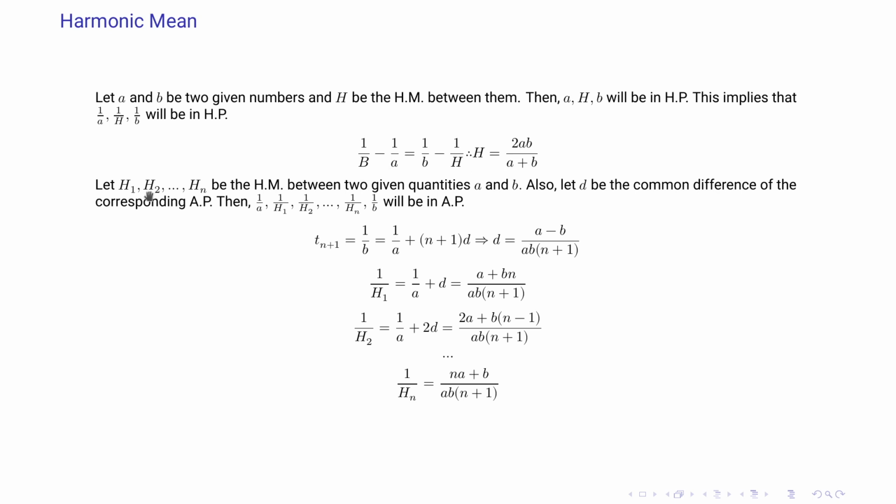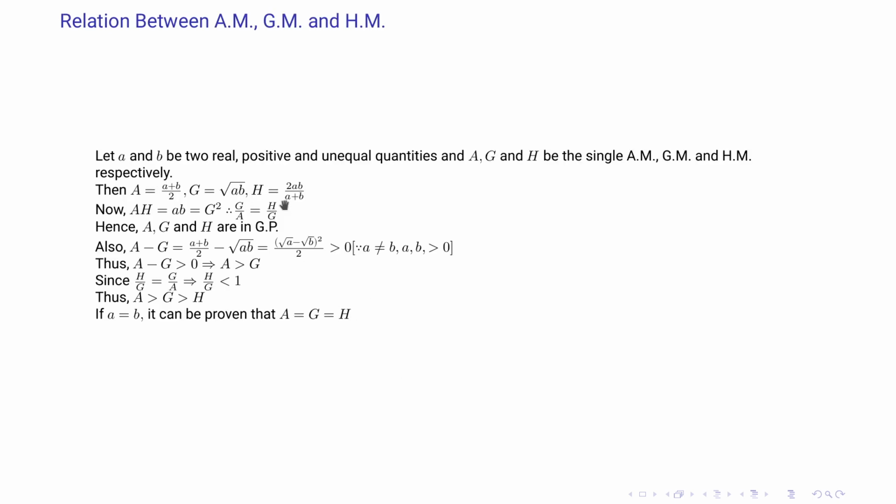Now we take H1 up to Hn as the harmonic means between these two quantities. So 1 by a, 1 by H1, 1 by H2 up to 1 by Hn, 1 by b will be in AP. Similarly, we can find the common difference as (a minus b) by ab into (n plus 1). So now we can find 1 by H1, 1 by H2, 1 by Hn and so on, and thus we can find the n harmonic means.